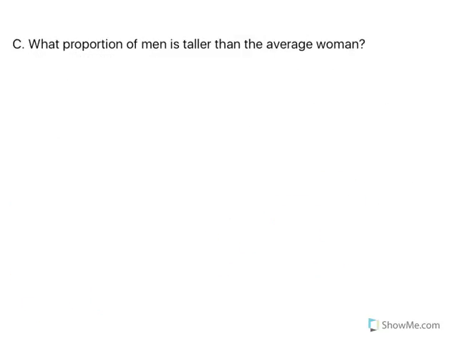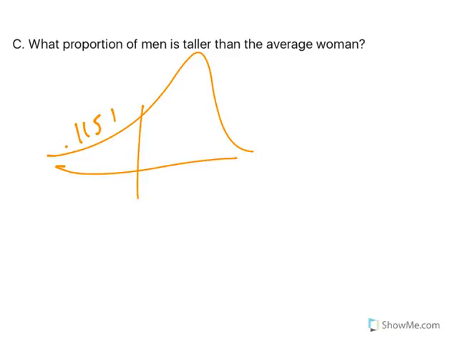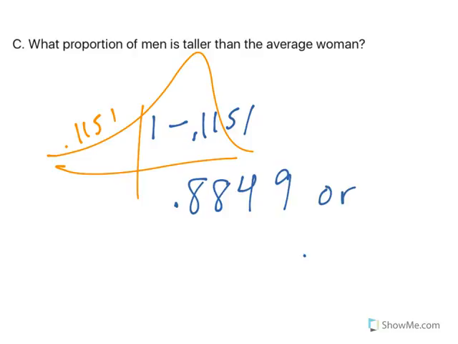Now, we can use that same thing. So what proportion of men are taller? Well, if we have 0.1151 over here, then we take 1 minus 0.1151 to get the area on the right, which is taller, and that's 0.8849, or 88.49%.